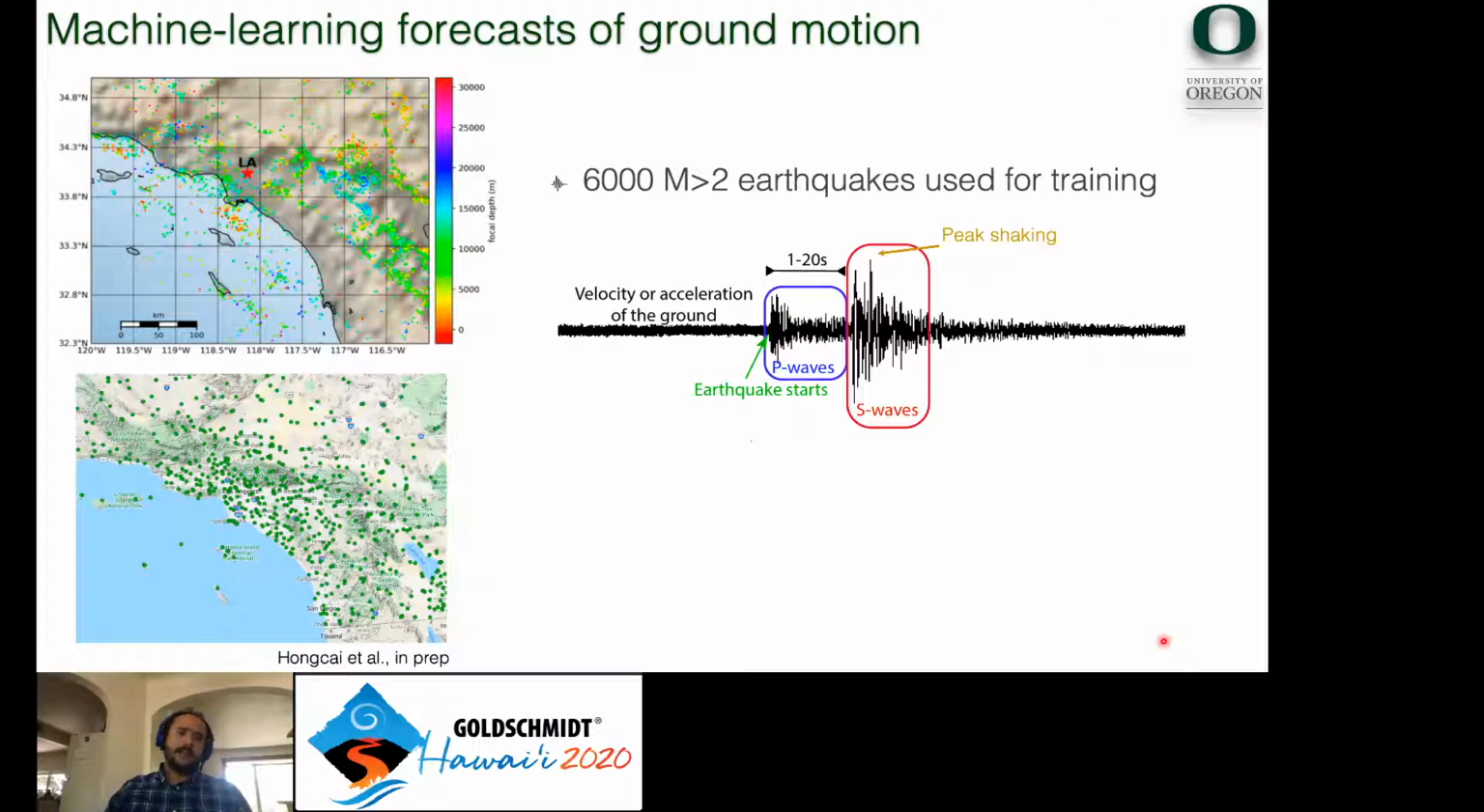What you're looking at is 6,000 earthquakes in the LA region, dating back to 2000. And this is the network of seismic stations that have recorded these 6,000 events. So what we're doing is training an algorithm that only sees the first 1 or 2 seconds of the P wave, and we're asking it to predict what the shaking intensity is going to be when the S waves arrive.